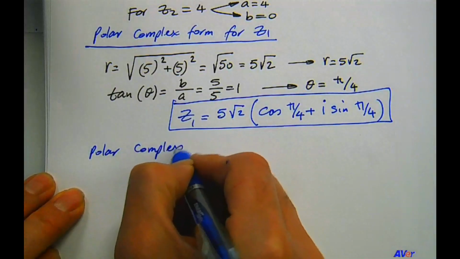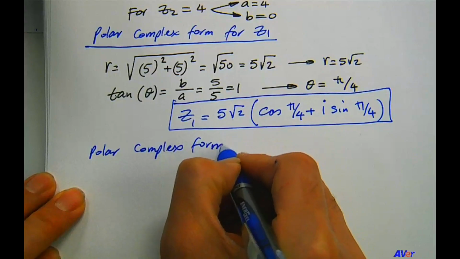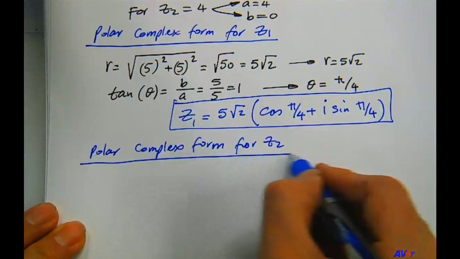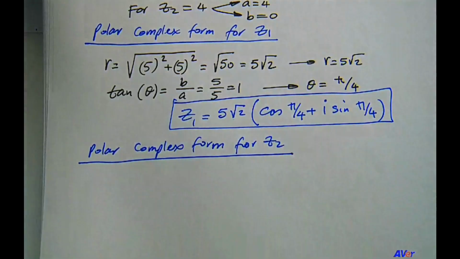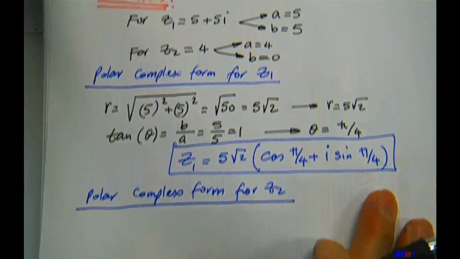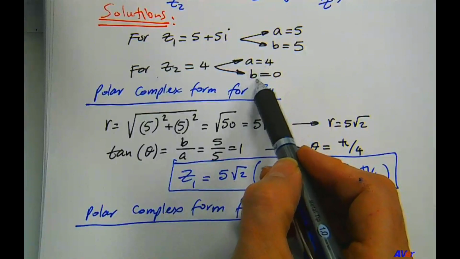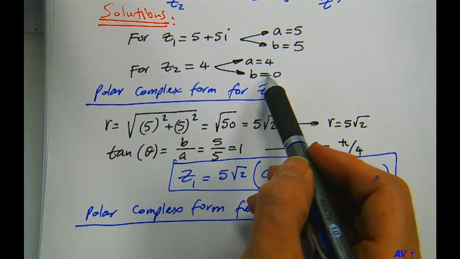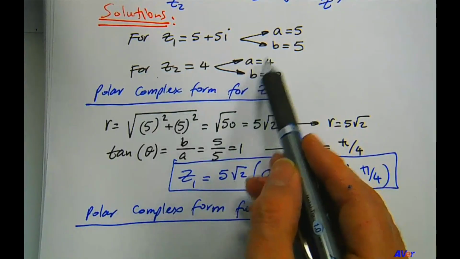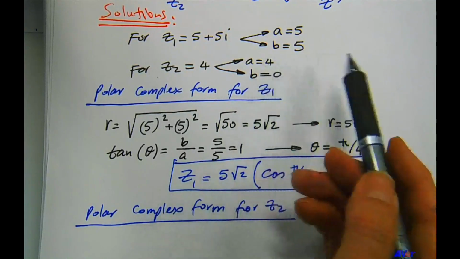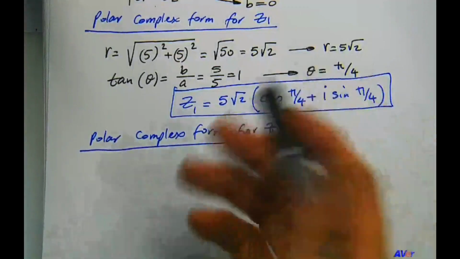Okay, for z2, the polar complex form for z2, and so r, notice that for z2, a was equal to 4, b was equal to 0, right? So r would be the square root of a squared plus b squared. So it'll be 4 squared, and then taking the square root, it would be 4.